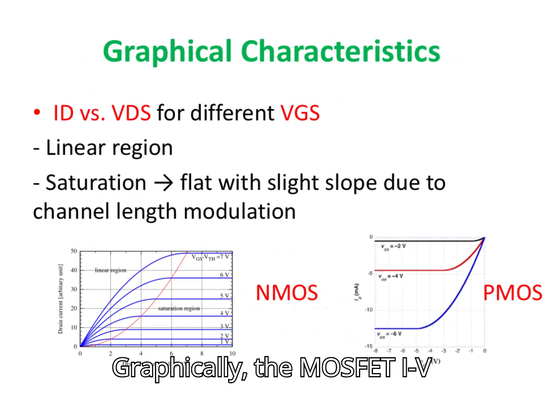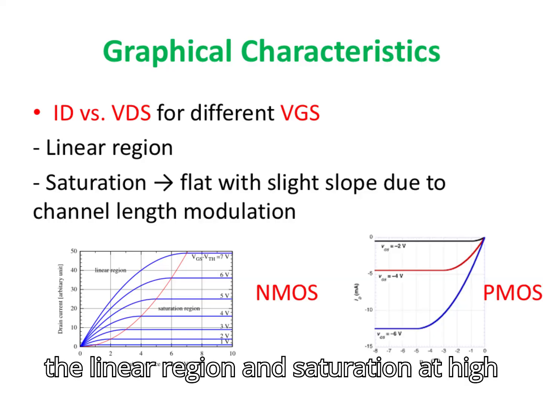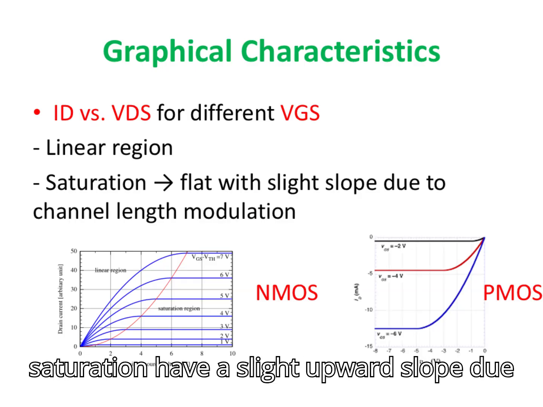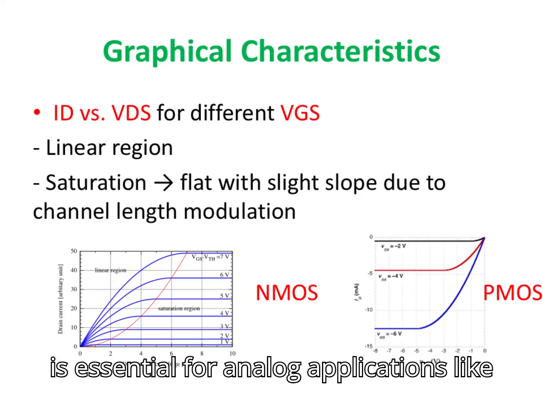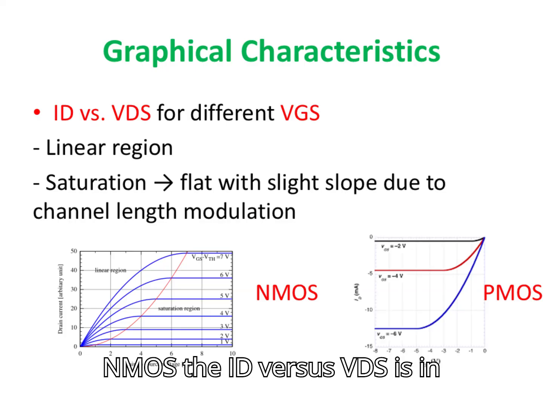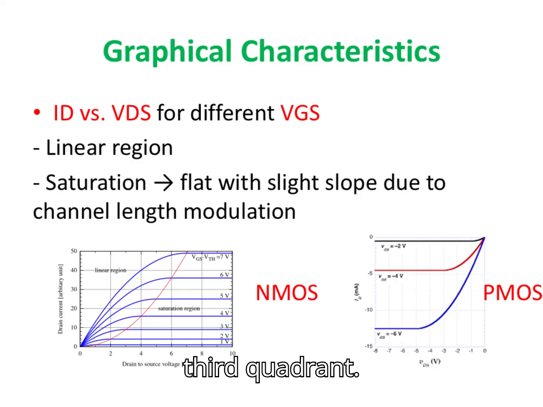Graphically, the MOSFET I-V characteristics show a quadratic rise in the linear region and saturation at high VDS. In practice, the curves in saturation have a slight upward slope due to channel length modulation. This shape is essential for analog applications like current sources and amplifiers. For NMOS, the ID versus VDS curve is in the first quadrant, and for PMOS it is in the third quadrant.